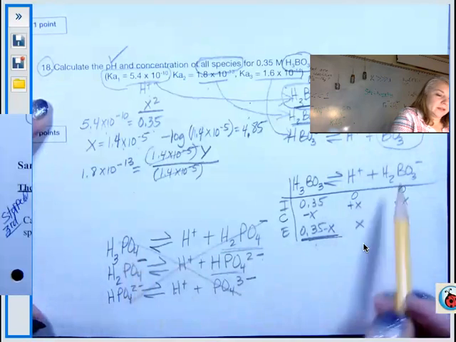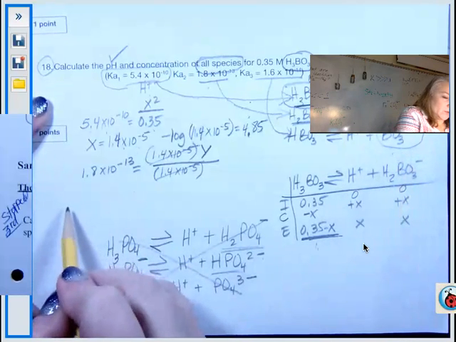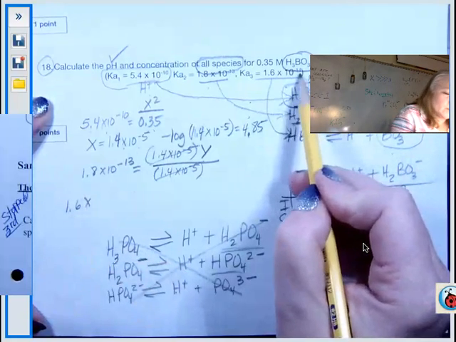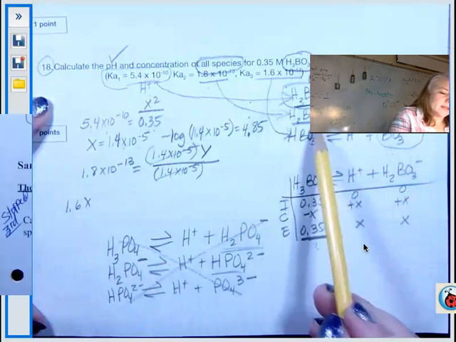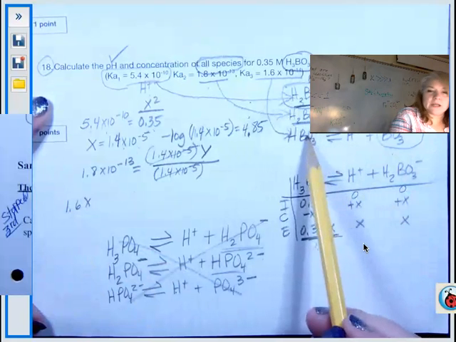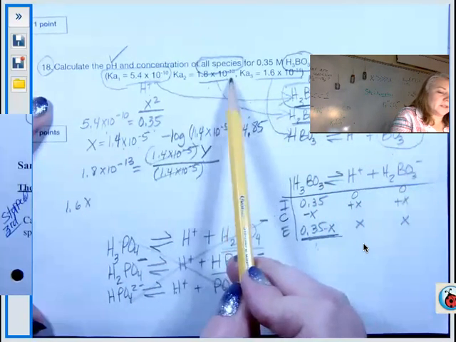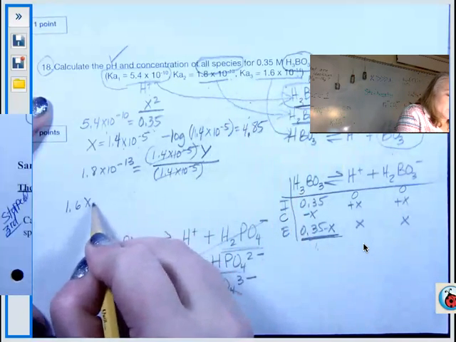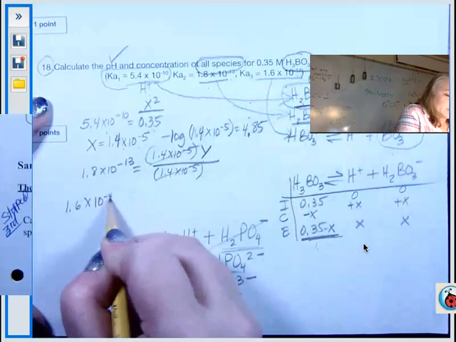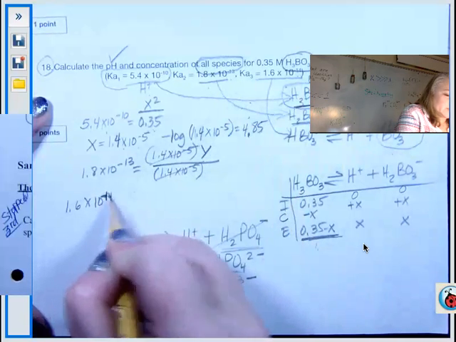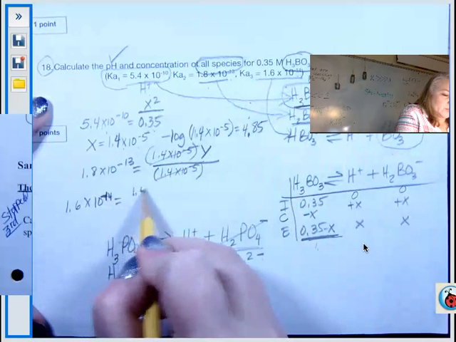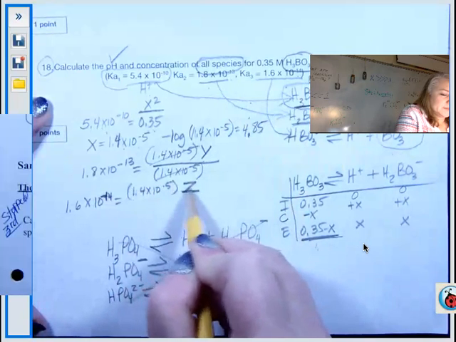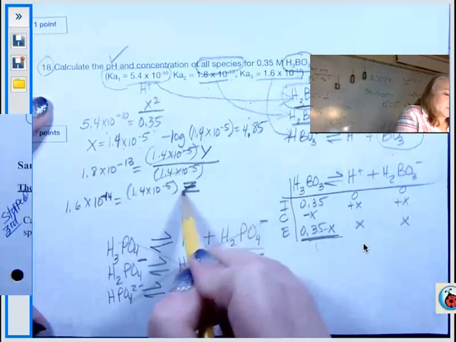Last species, find. So we have 1.6 times 10 to the negative 14th. That's interesting. The second and the third ionization are almost the same strength. Just look, you've got 10 to the negative 13th and 10 to the negative 14th. Usually they go a lot more progressively weaker. Okay, so 1.6 times 10 to the negative 14th equals 1.4 times 10 to the negative fifth times Z.